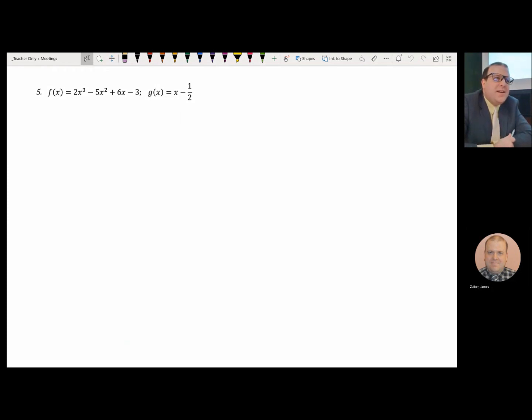Divisor of the form x minus a. What is a?